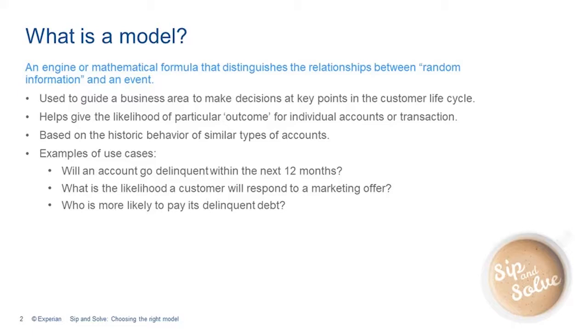In real terms, we wouldn't be selecting gumballs, but we may have models that could predict some things that are listed on the page here, like will an account go delinquent, will a prospect respond to a marketing offer, and who may be able to pay that's in a delinquent status.